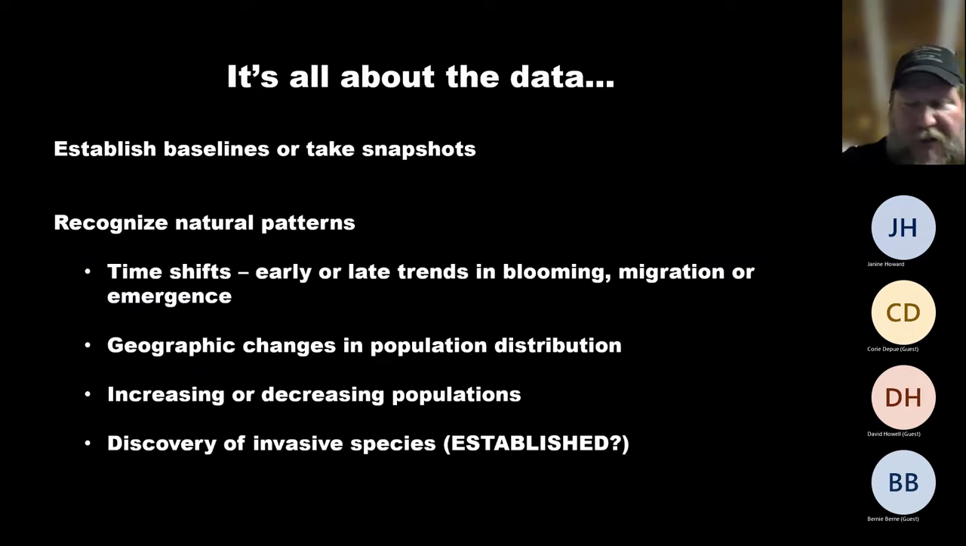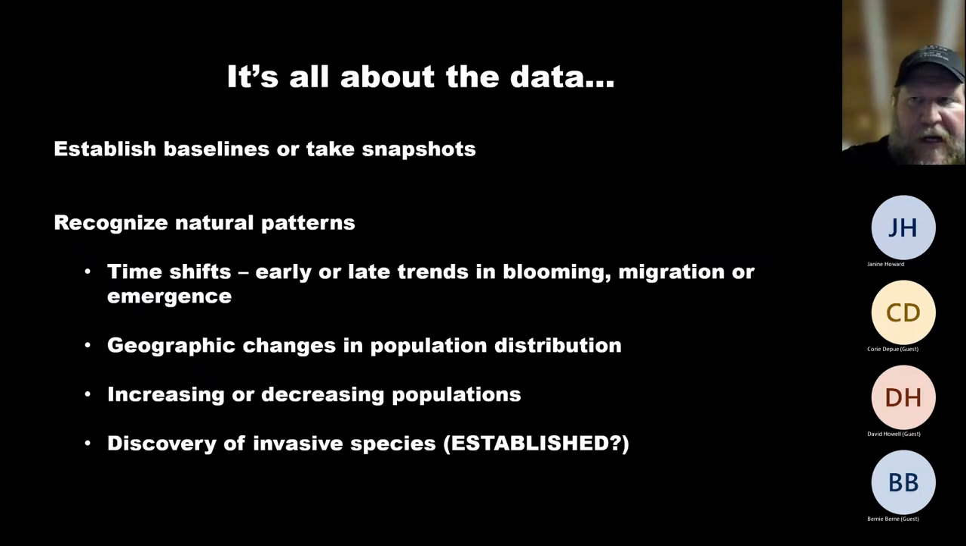Are there time shifts, earlier or later trends in blooming, migration, emergence, things like that? Are there geographic changes in population distribution, increasing or decreasing populations, or even the discovery of invasive species? Have they been established? Are they breeding and reproducing?